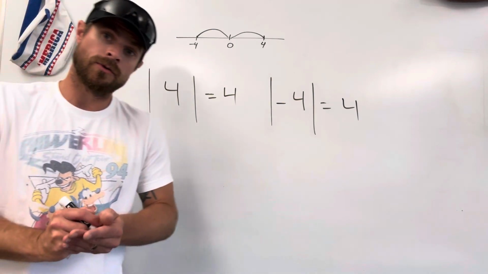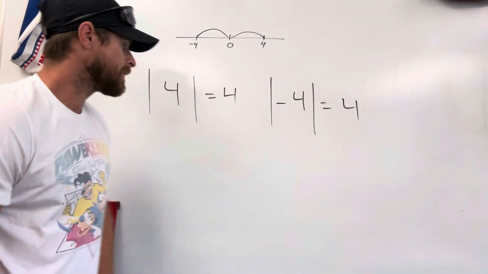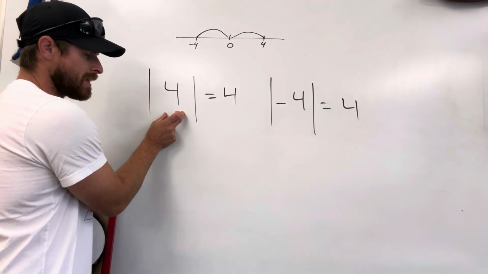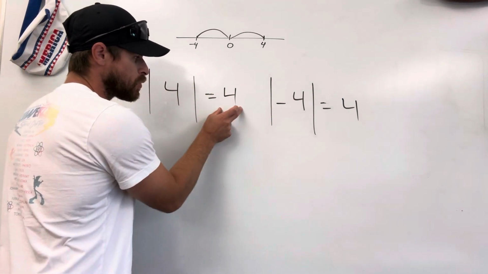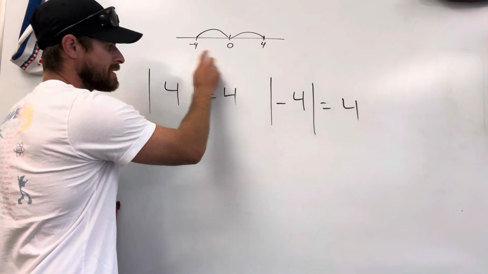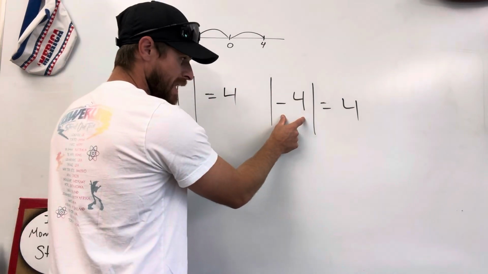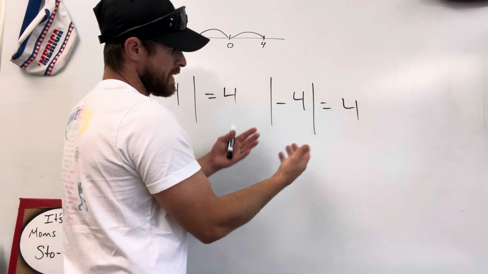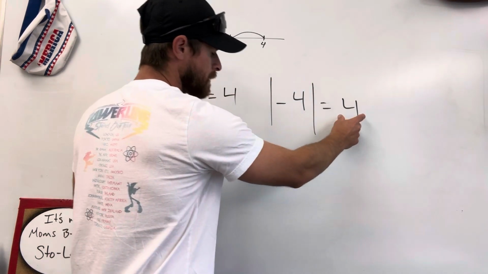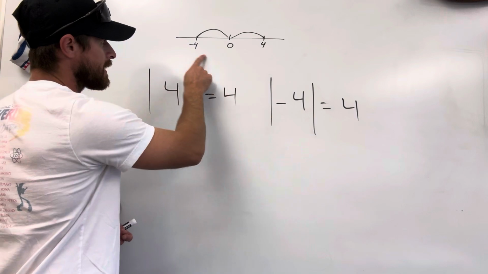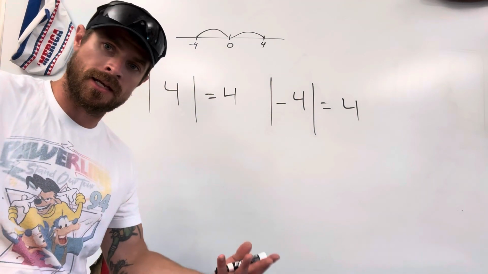So long story short, what do these bars do? They take the information inside of them. If it's a negative value, it's just going to turn it into a positive value because you're talking about distance. So if we have a -4 in the bars, the answer here would just be 4. The absolute value of -4 is 4 because distance cannot be negative.